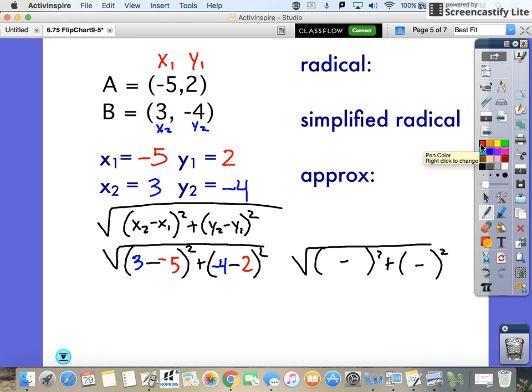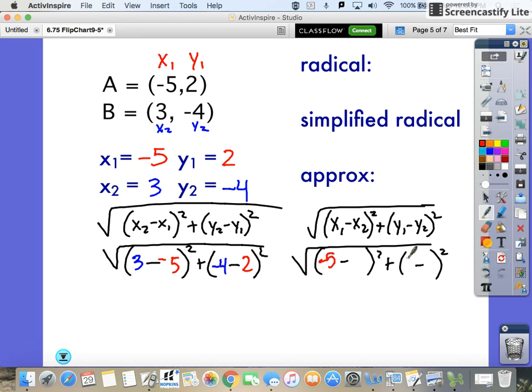Now, what I was saying before is if you wanted to, you could flip-flop and you could put x1 first. Like you could change this to x1, y1. Sorry, x1 minus x2 squared plus y1 minus y2 squared. What you just have to be aware of is if you start with red, you need to start with red on this one. And if you end with blue, you need to end with blue on this one, okay?